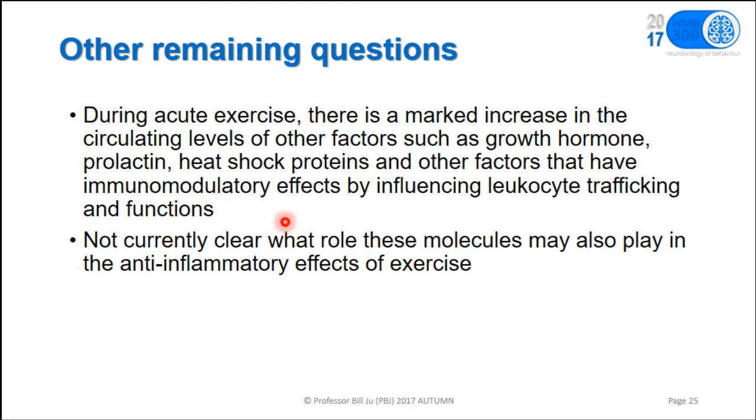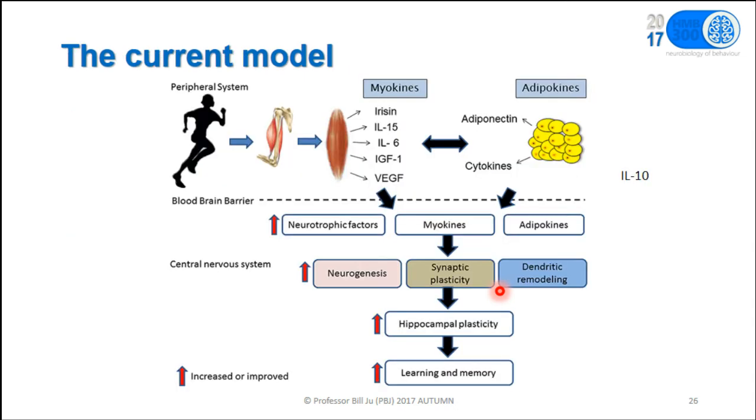And we also know that other factors that influence how leukocytes, or white blood cells, traffic to areas of infection also get affected by exercise as well. But we don't really understand all of the different factors. We don't know which one of these factors is really beneficial to your brain. And so this current model was actually developed around 2012, just before the papers that I'm going to be introducing to you.